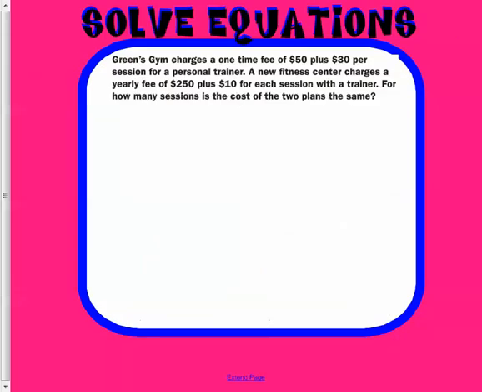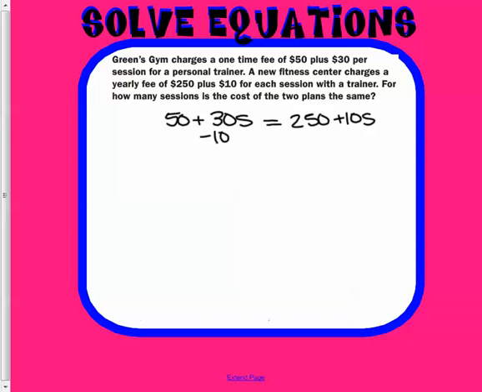Okay, so what about this one? Green's Gym charges a one-time fee of $50 plus $30 per session with a personal trainer. A new fitness center charges a yearly fee of $250 and $10 for the personal trainer session. So they want to know when these are going to cost the same. So let's set them equal to one another and solve.